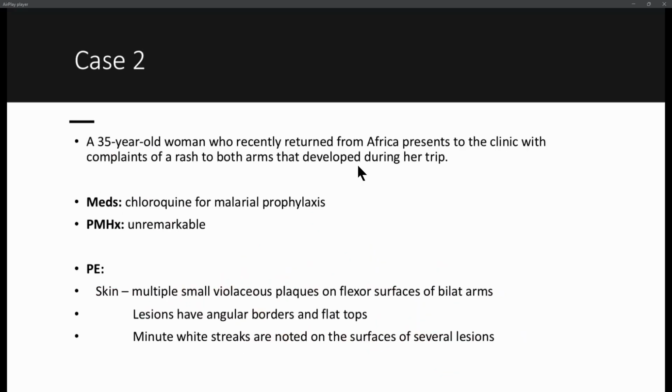Okay, case 2. 35-year-old woman who recently returned from Africa presents to the clinic with complaints of rash to both arms that developed during the trip. Her meds: malarial prophylaxis, chloroquine. Past medical history unremarkable. Physical exam: small violaceous plaques on the flexor surfaces of the arms, angular borders, flat tops, minute white streaks are also noted. What's that known as? Wickham's striae. Okay, the little white streaks on top of those lesions.